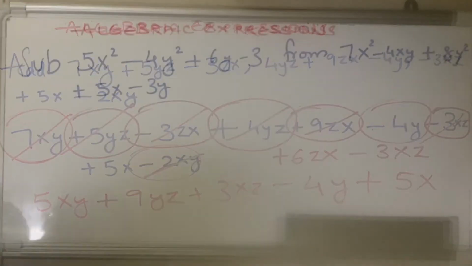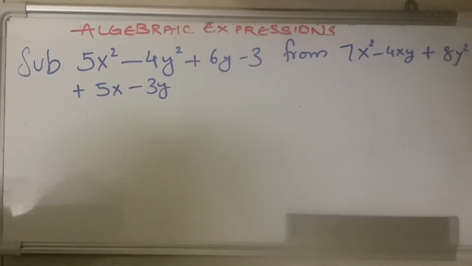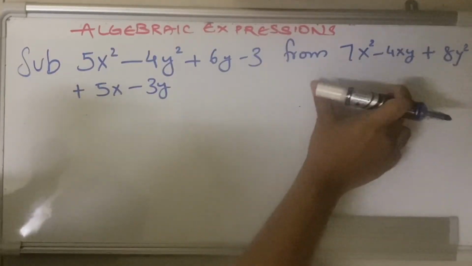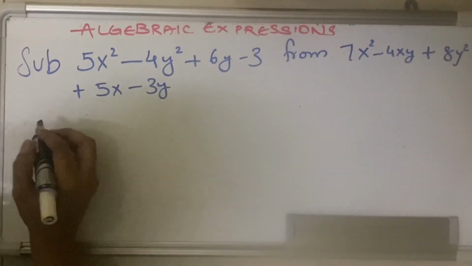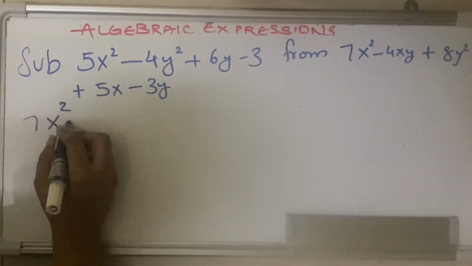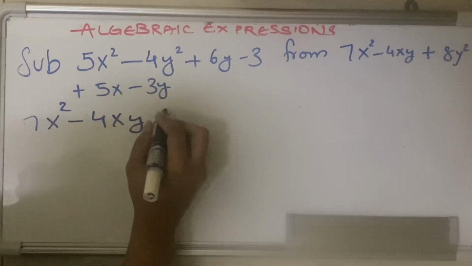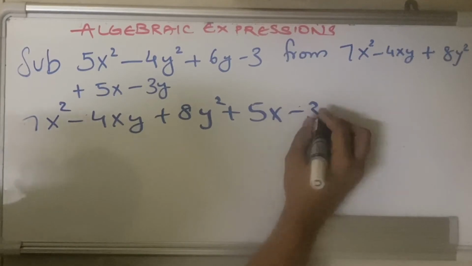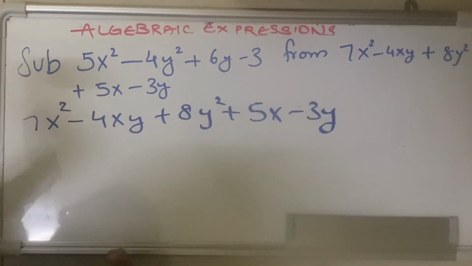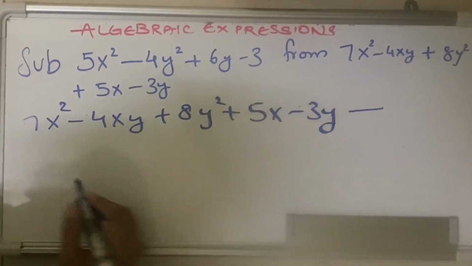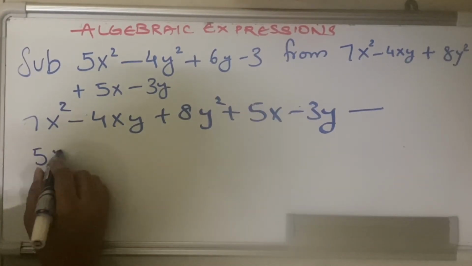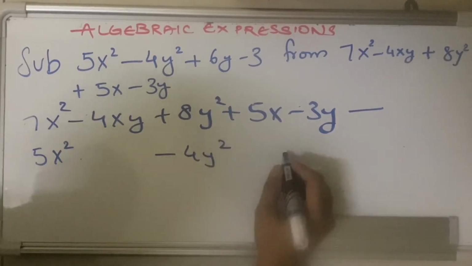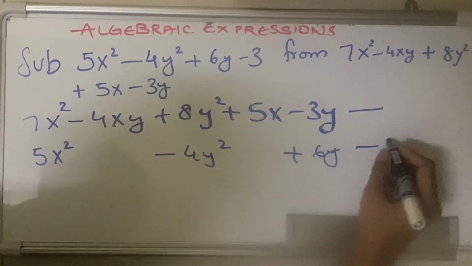Clear? So next question is about subtraction. As you can see the question, subtract this expression from this, which means this expression should come first. Right, so when I rearrange, it would be 7x square minus 4xy plus 8y square plus 5x minus 3y. This is the first expression I should give. Minus, you have 5x square minus 4y square plus 6y minus 3.